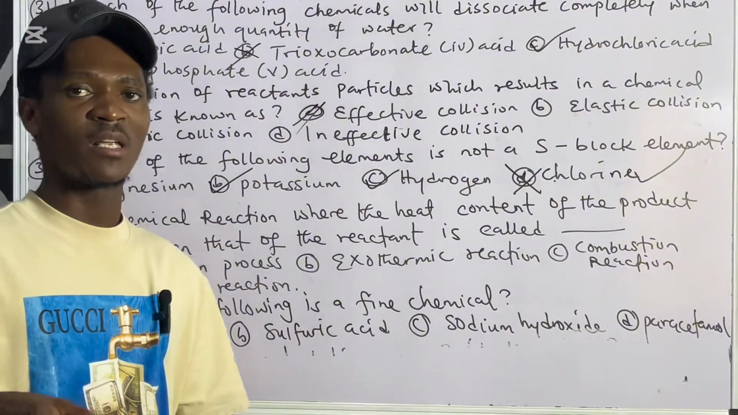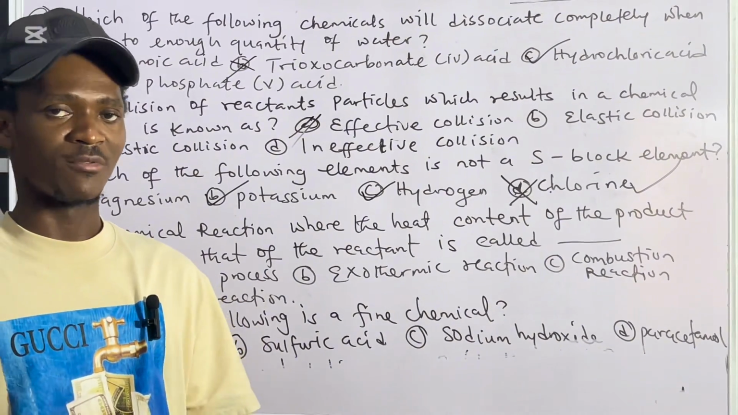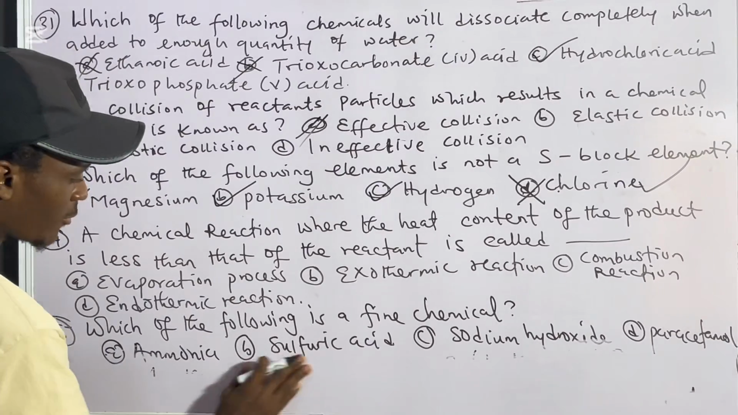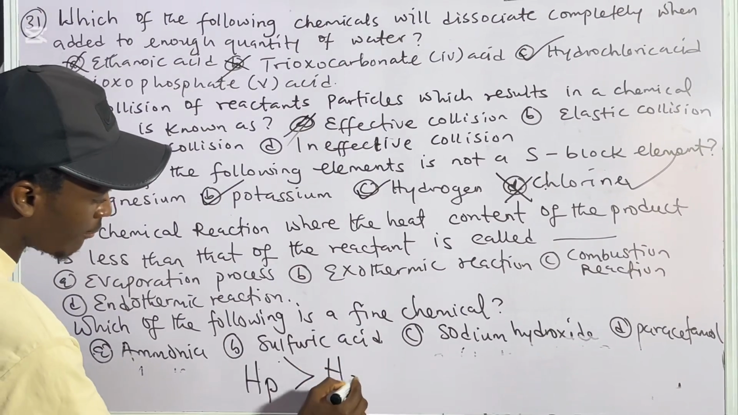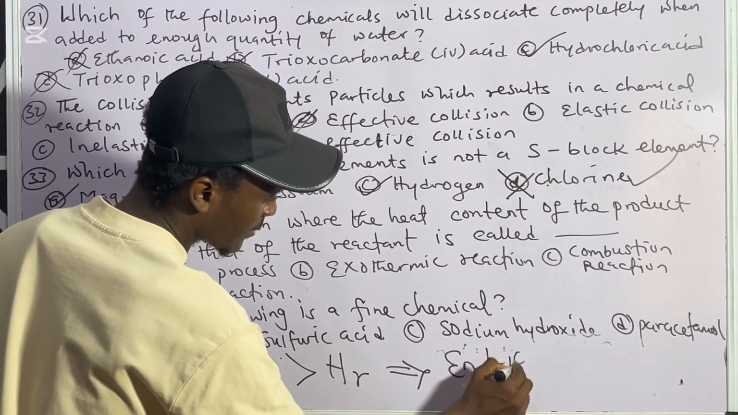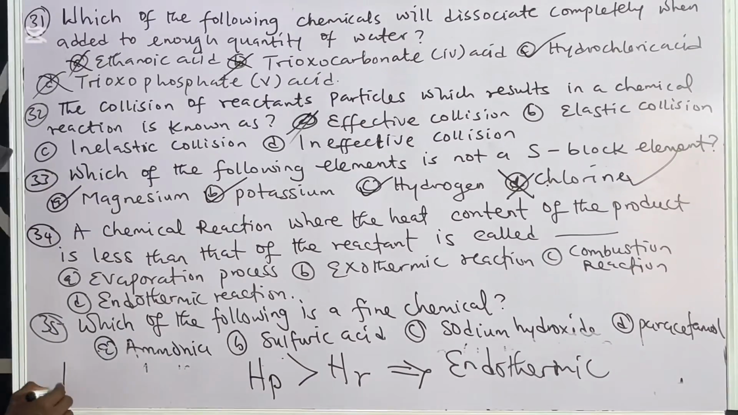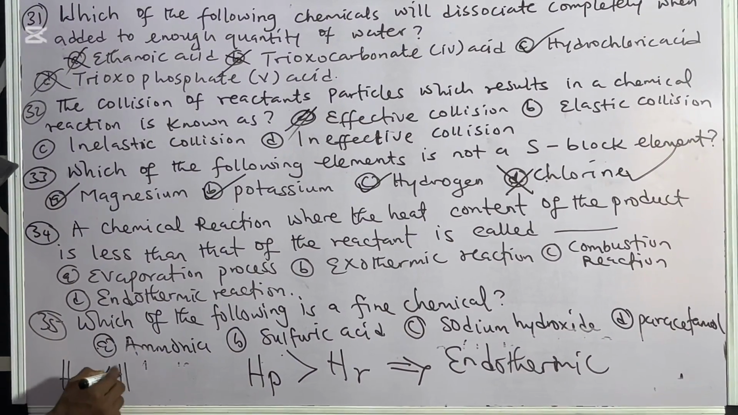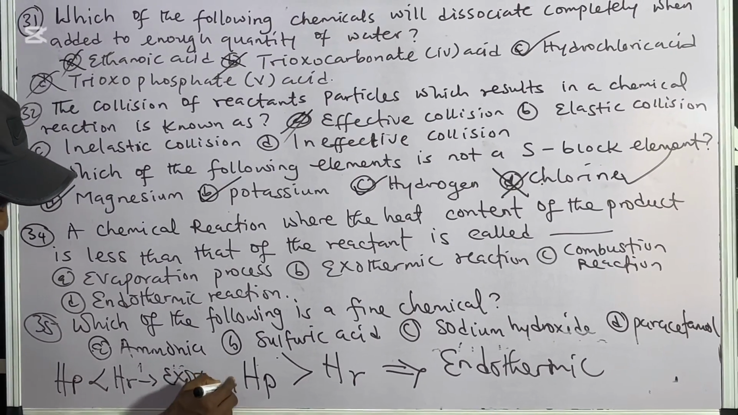If you watch my video lesson on enthalpy, entropy, and Gibbs energy, this question will just be very easy for you. Now, when the heat content of product is greater than the heat content of reactant, the reaction is what? Endothermic. Just take note of this. But when the heat content of product is less than the heat content of reactant, then the reaction is exothermic. Is that easy?